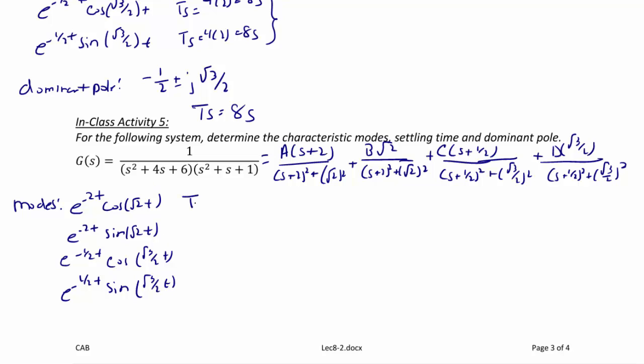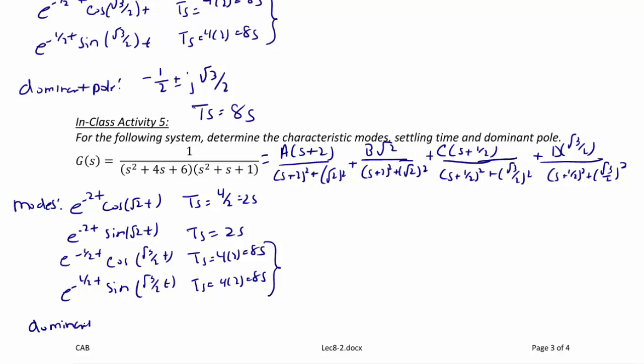The settling time for this first term is 4/2, or 2 seconds. And it's also 2 seconds for the second one. And for the third term, it is 4 times 2, which is 8 seconds. And for the last one, it is 4 times 2, which is 8 seconds. So once again, 8 seconds is the longest settling time. So the dominant pole that produced that was -1/2 plus or minus j square root of 3/2, and the overall system settling time is 8 seconds.